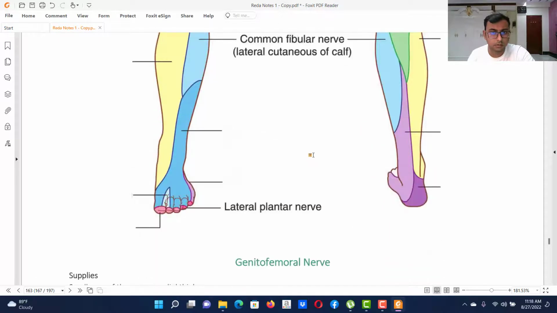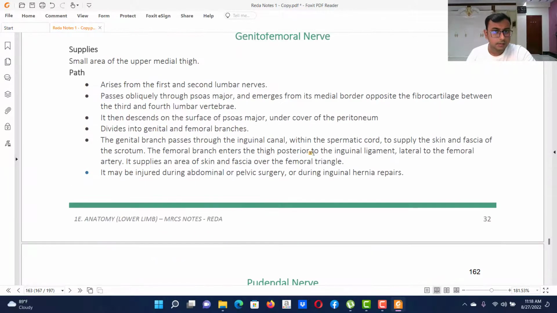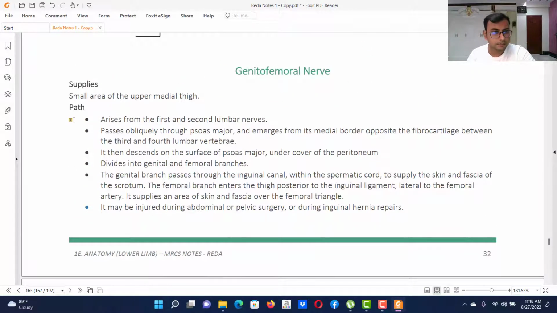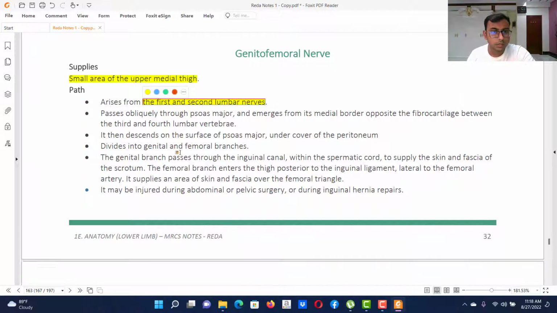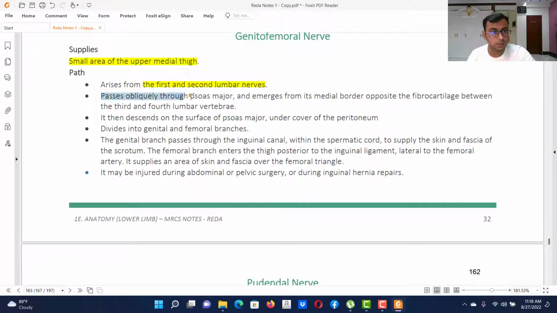This is the dermatome related supplies. The genitofemoral nerve supplies a small area of the upper medial thigh. It arises from the first and second lumbar nerves, L1 and L2, passes obliquely through the psoas major, and emerges at the medial border, between the third and fourth lumbar vertebra. It divides into genital and femoral branches.